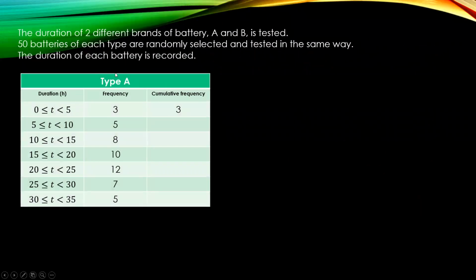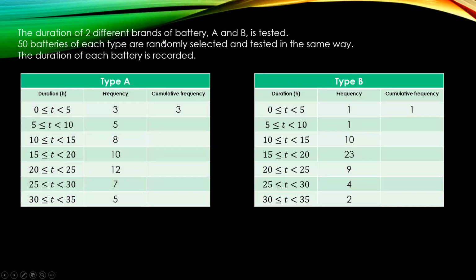This study is about two brands of battery, battery A and battery B. 50 of them are tested to see how long the battery can last. So we have a figure here. Between 0 to 5 hours, 3 of battery A can last until 5 only, and this one, 5 last until 10, and so on. These are the frequencies.